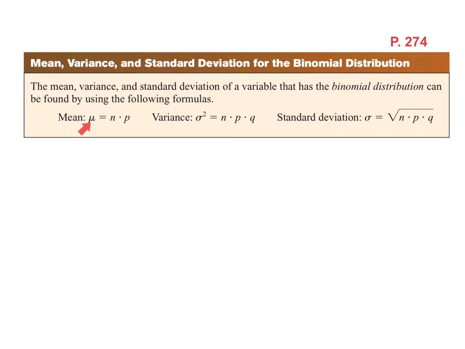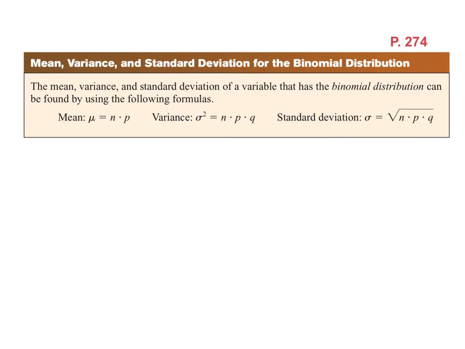Alright, so the mean, mu, is n times p. So the number of trials times the probability of success. The variance is n times p times q. The number of trials times the probability of success times the probability of failure. And the standard deviation is the square root of that. So mean np, variance npq, standard deviation, square root of the variance. So again, this is not a u, this is a Greek letter mu, stands for the mean. This is not an o, this is a sigma. Sigma squared is the variance, sigma is the standard deviation.